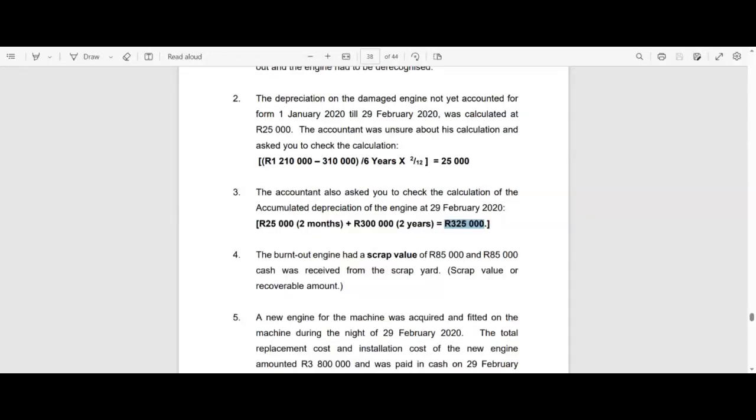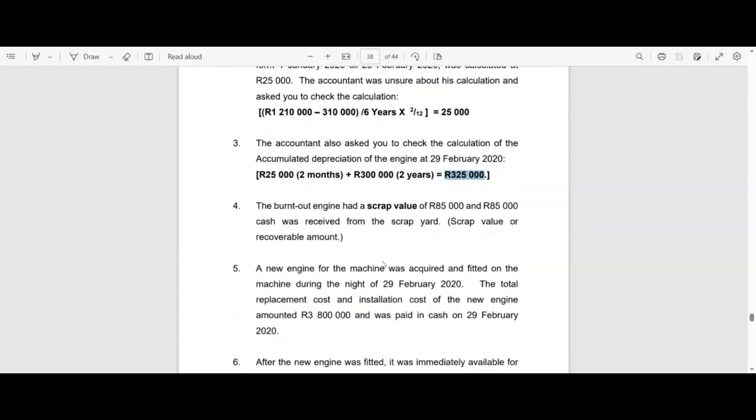Right. Then they give us some further information here. They say the burnt out engine had a scrap value, so we can actually get something for it. The burnt out engine had a scrap value of 85,000 rands, and 85,000 rands cash was received from the scrap yard. Right. So it does have a scrap value. So, ladies and gentlemen, which means we now have to test it for impairment.